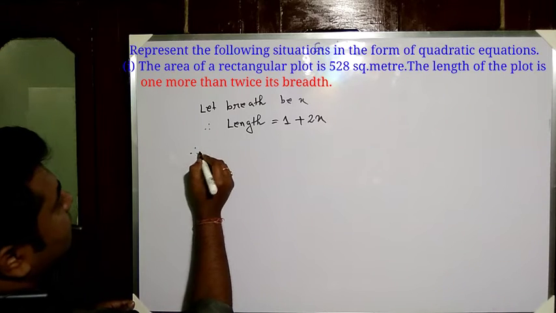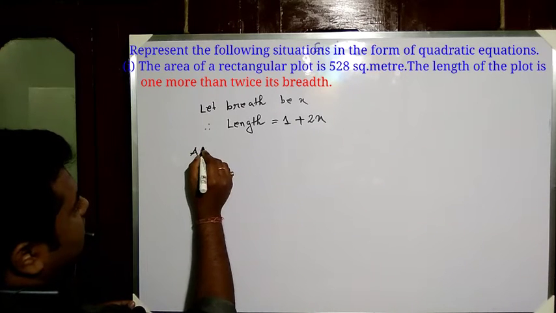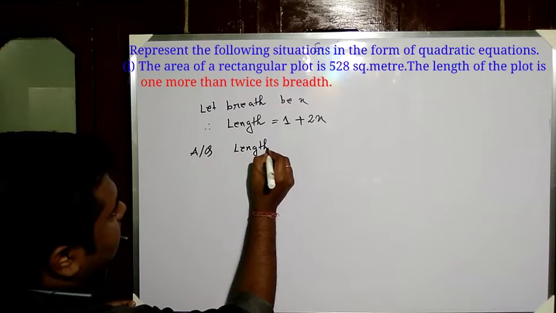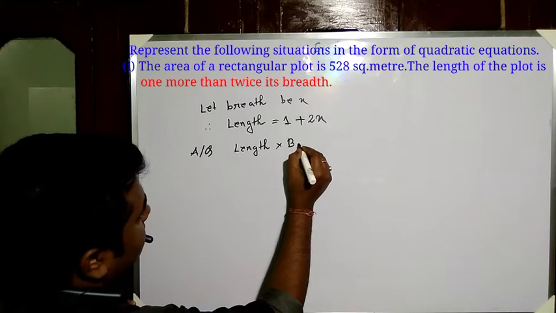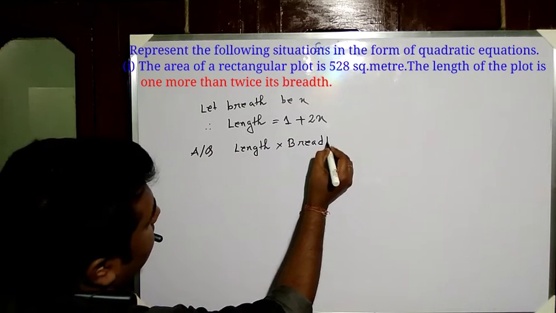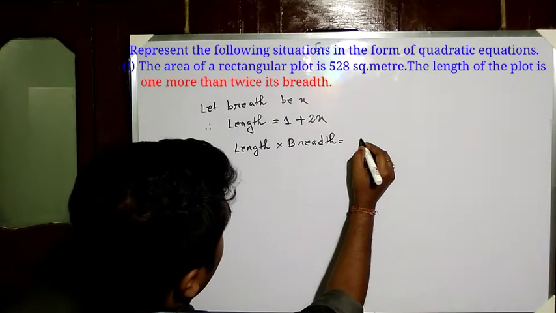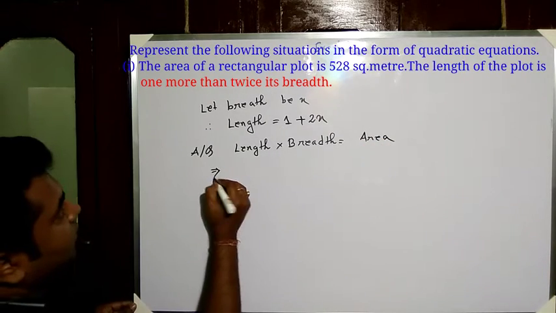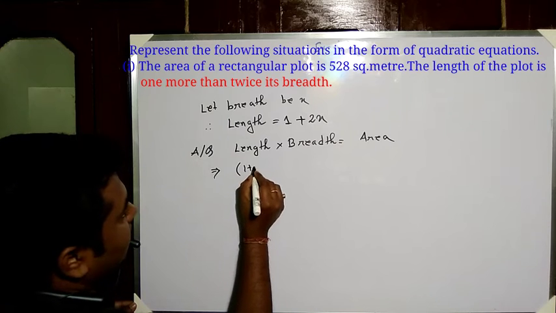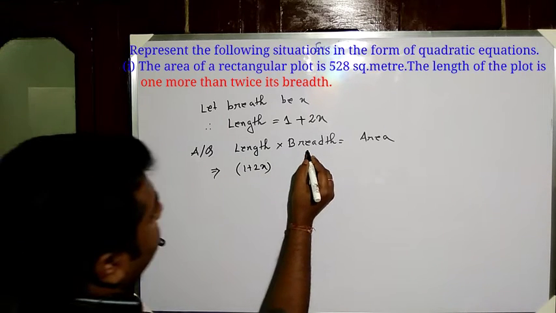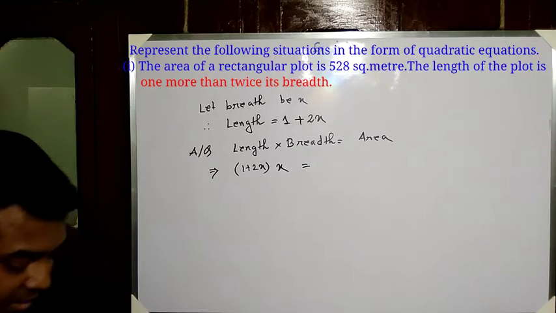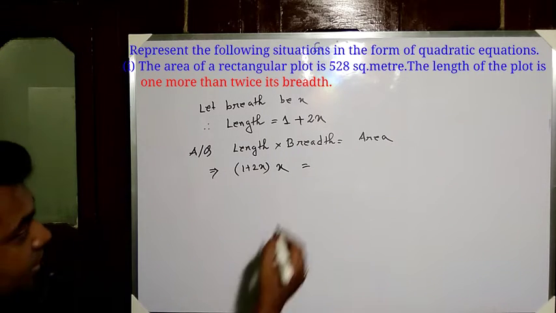And you know, according to the question, length into breadth equals area. So the value of length is 1 plus 2x, and the value of breadth is x, equals to, what is the area given there? 528.